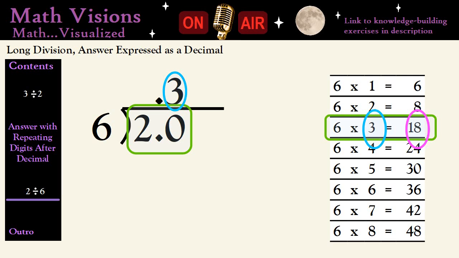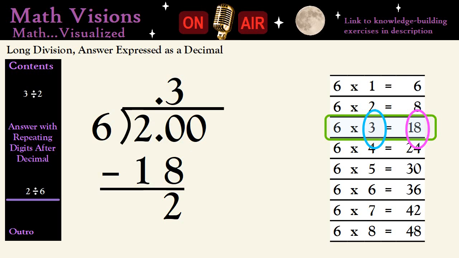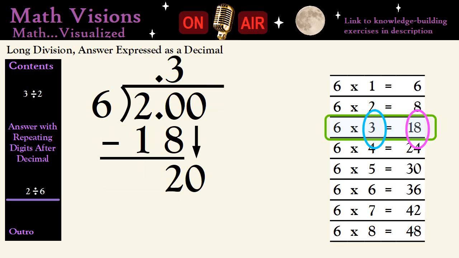Since 6 times 3 is 18, we write 18 underneath 20 and subtract. 20 minus 18 is 2, and we write 2 under 18. What's our next step? If you said write another 0 in the dividend, that's correct. We now bring this 0 down behind our remainder of 2.